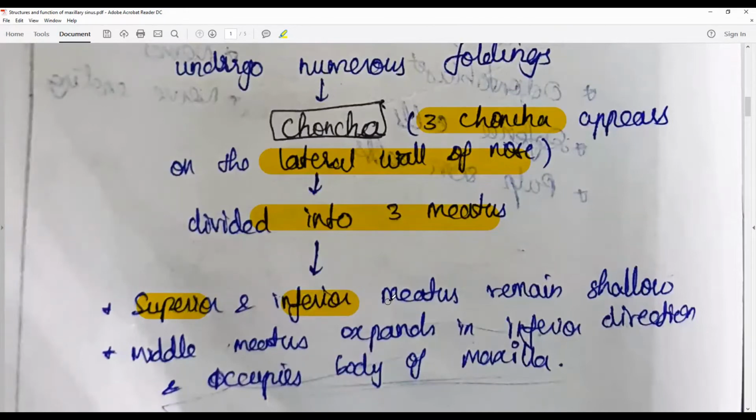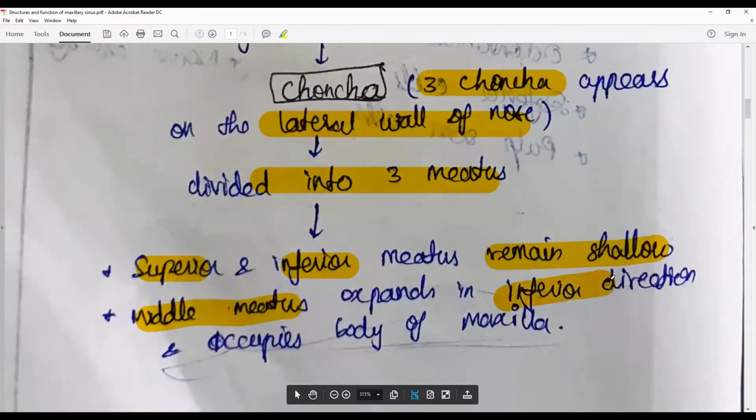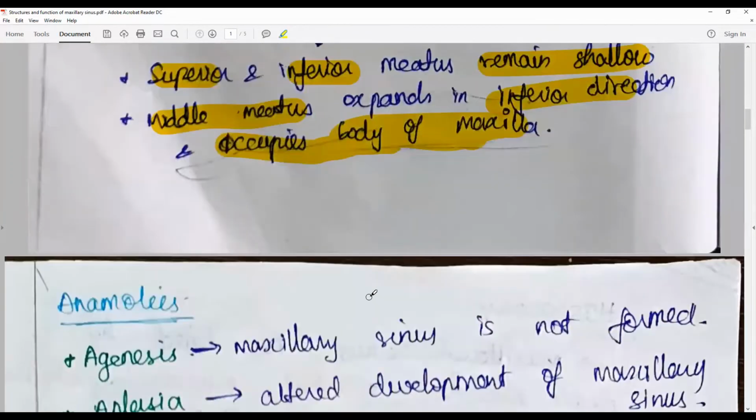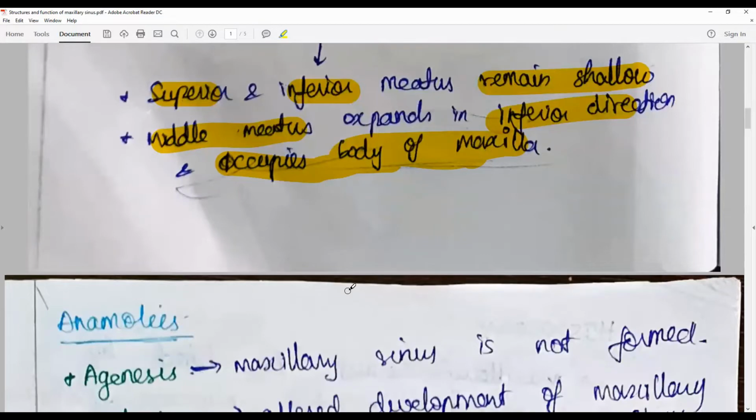The superior and inferior meatus remain shallow, whereas the middle meatus expands in the inferior direction, occupying nearly the entire internal surface of the maxilla to form the maxillary sinus. At birth, the maxillary sinus is not so big; it is just rudimentary. But as age progresses, the maxillary sinus enlarges.